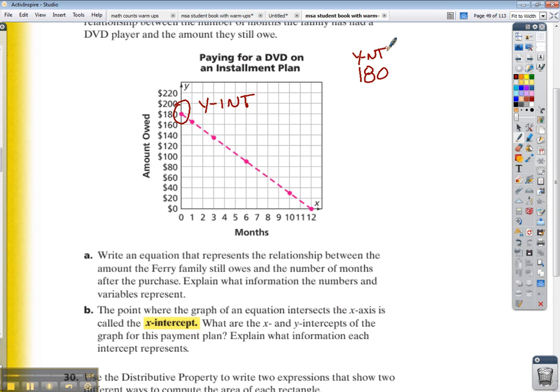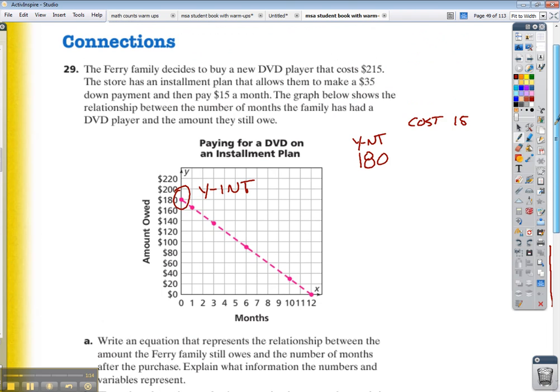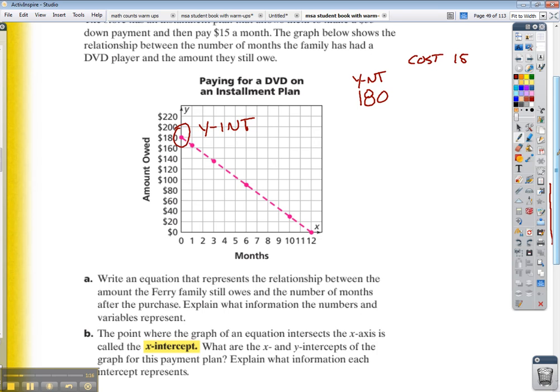And it tells us that it costs $15 a month. I'm just going to double check that. Yep, $15 a month. So we originally owe $180, and for every month we're going to subtract out $15. And that's going to equal the amount that we owe.